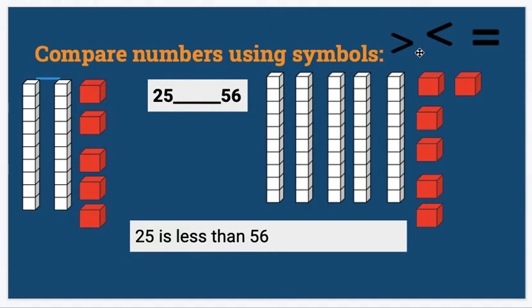Now we have to bring the math symbol. Remember, we have the letter V, and the pointy end faces the small number. 25 is a small number, so I'm going to bring this math symbol over here. And we can see that the pointy end faces the small number and the big open end faces the big number. So 25 is less than 56.